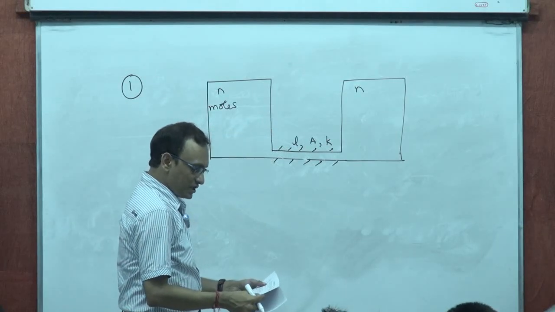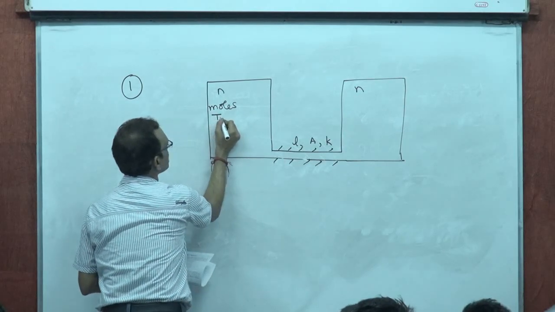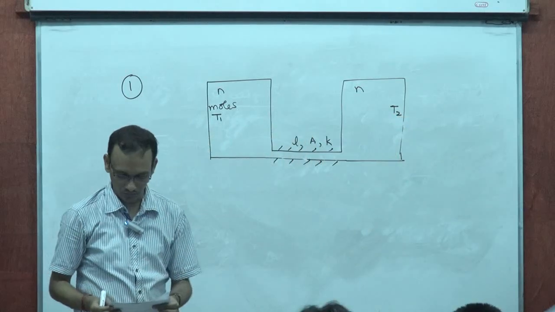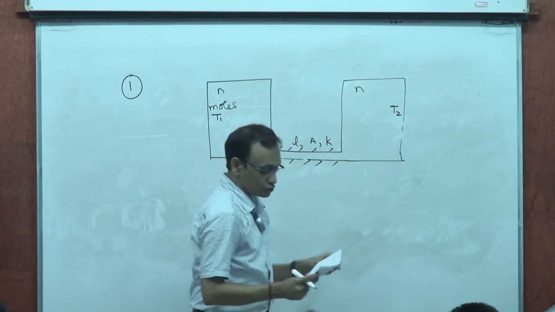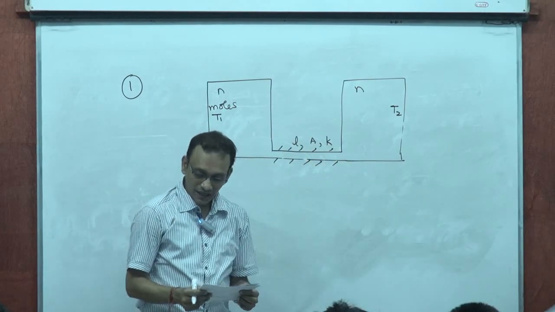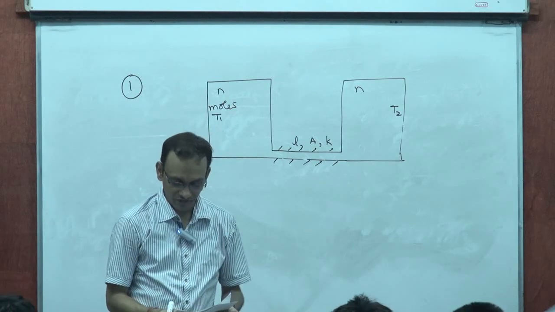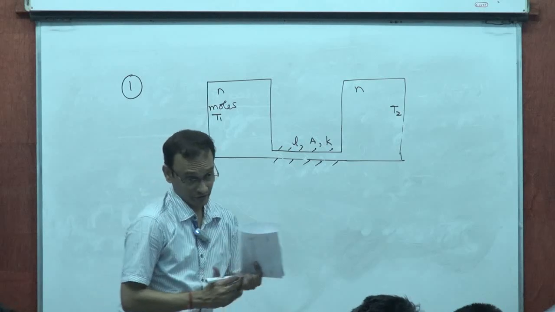If at time t equal to 0, the temperature in this is T1 and the temperature in this is T2 at time t equal to 0, T1 greater than T2. Neglecting thermal capacity of the rod, calculate the temperature difference between the gas temperatures as a function of time.